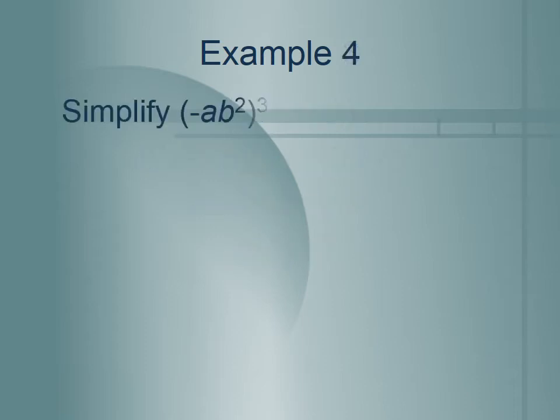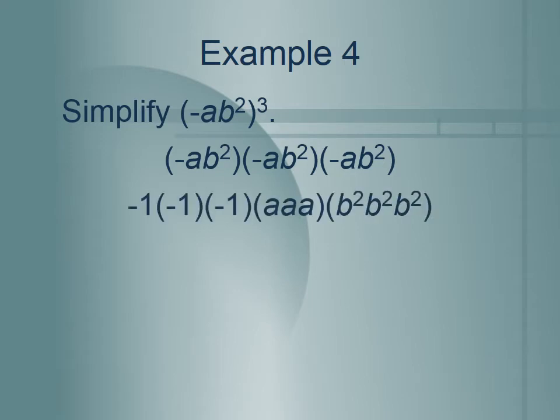All right, next example. Let's say we have (-ab squared) cubed. So remember, this is a power to a power, and this cubed means that everything in the parentheses is going to repeat 3 times. So -ab squared times -ab squared times -ab squared. Okay, so remember the negative is really a -1. So I've got one -1, two -1s, three -1s.